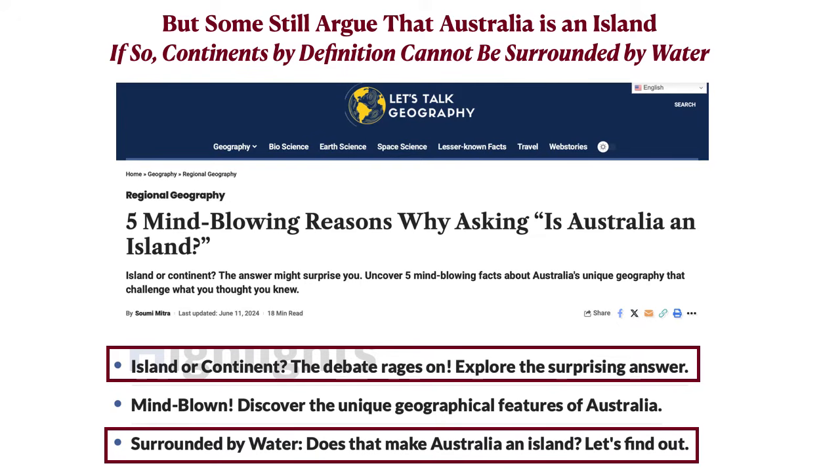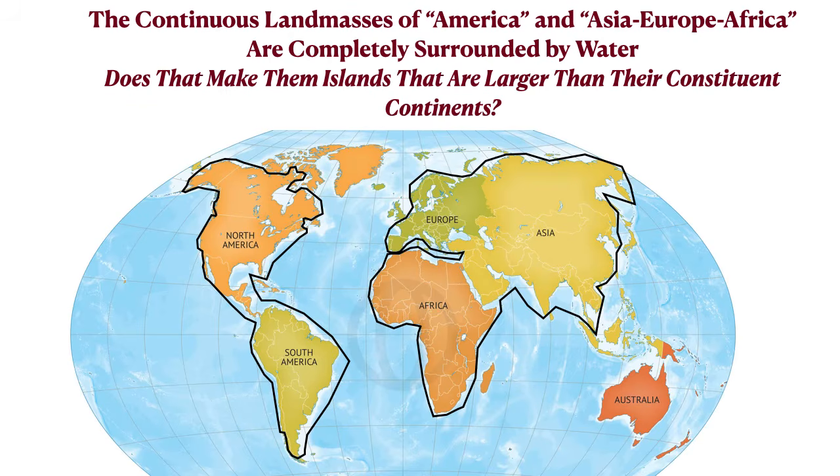But then the information below that, also with a red line around it, is "surrounded by water. Does that make Australia an island? Let's find out." So this would presume, it seems, to make the point that continents are not surrounded by water.